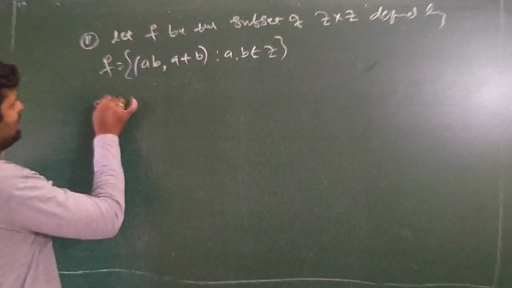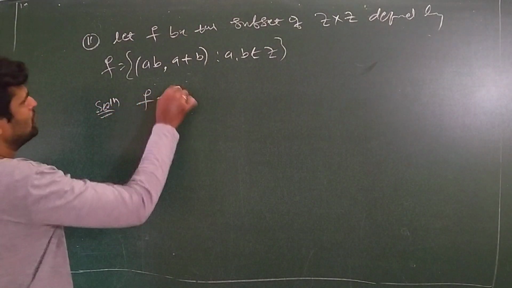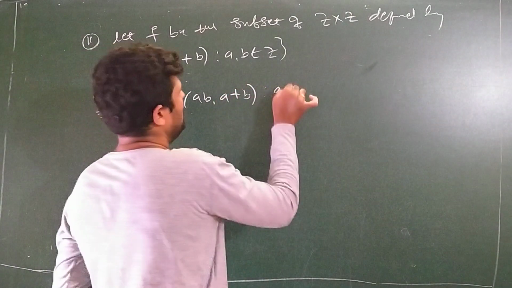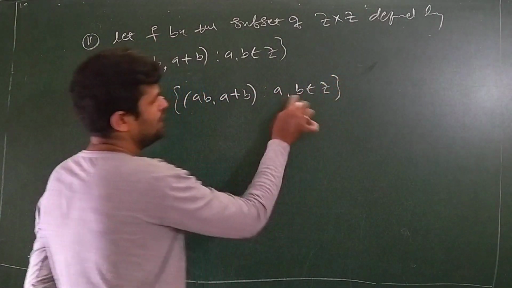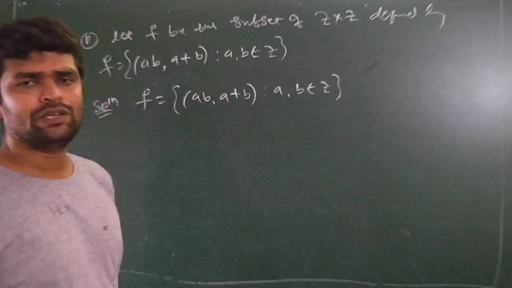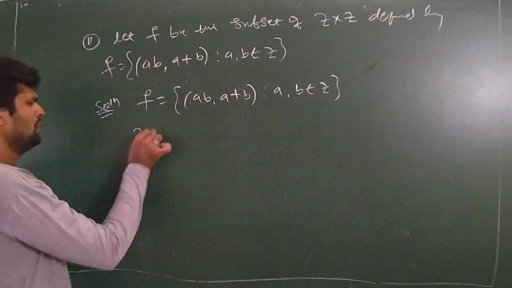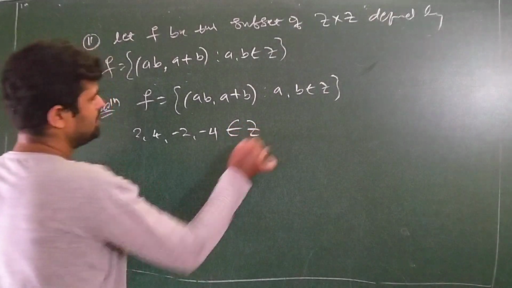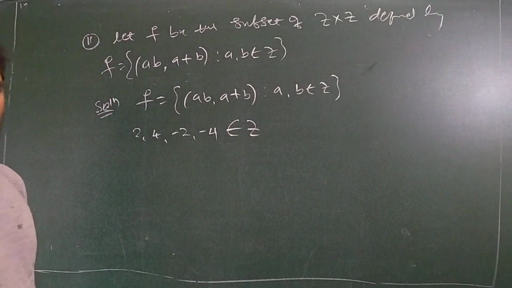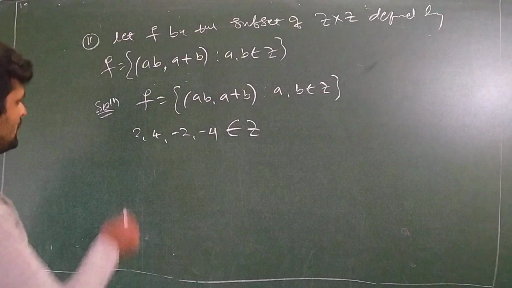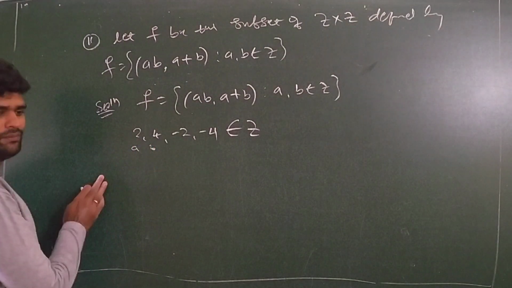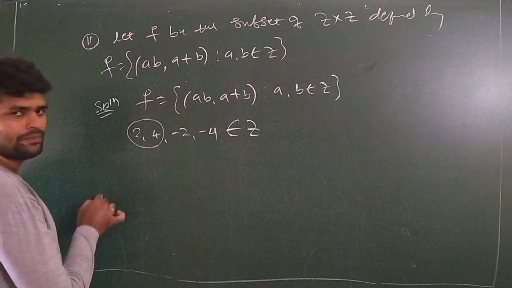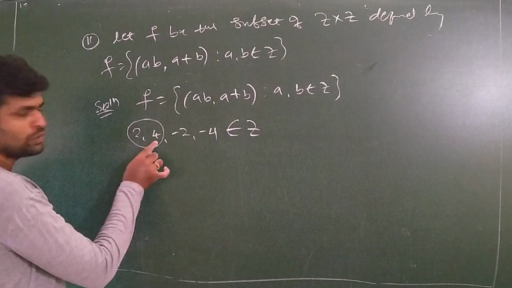You tell me some number. F is equal to the ordered pair a times b comma a plus b, where a comma b belongs to Z, correct? Any two different numbers you take as a and b, the result should be an integer. Any number, 2, 4, minus 2, minus 4, can I take? They all belong to Z, correct? This is my a, this is my b. I'll choose two different numbers.